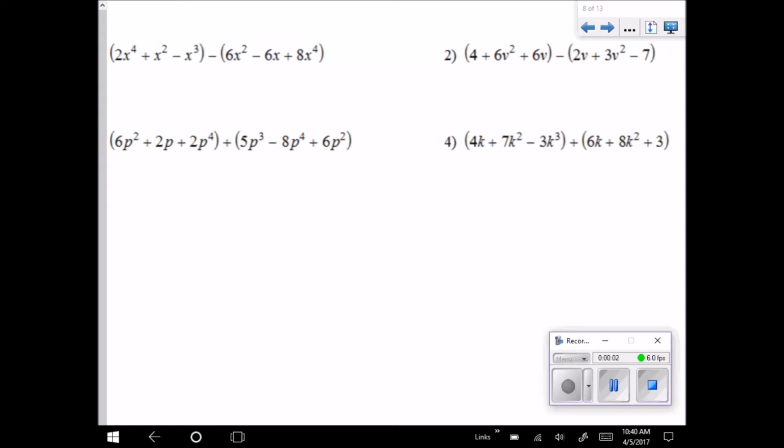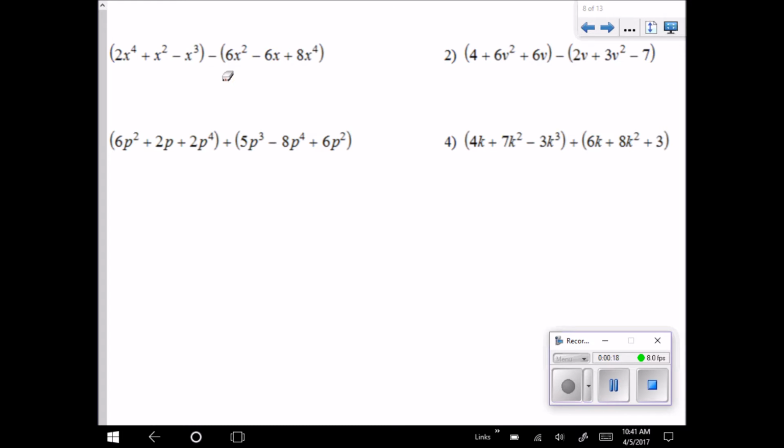Alright, we're going to go over the review today. We're going to start at the top here. So, I know some people had some confusion over this yesterday, but when we're working with adding or subtracting, we're combining our like terms.